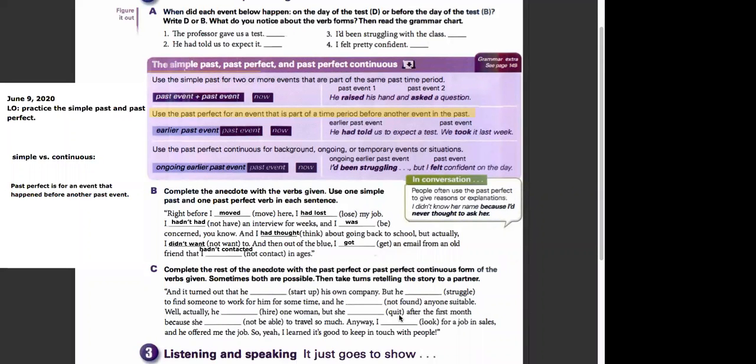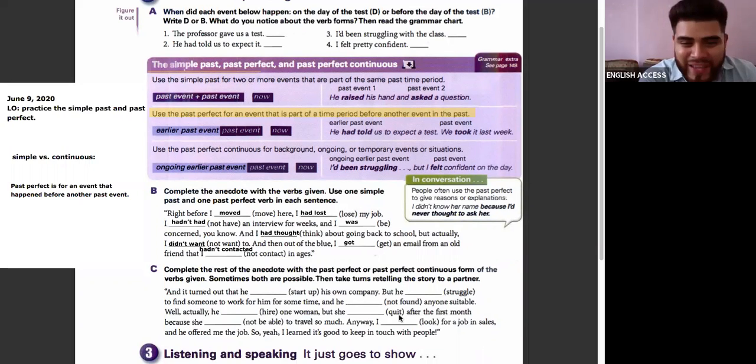Well, look, exercise C. Complete the rest of the anecdote with a past perfect or past perfect continuous form of the verbs given. Sometimes both are possible. Then take turns retelling the story to a partner. So remember, past perfect is an event that, boom, is finished. Past perfect continuous is that event that was in progress in the past. Sometimes both are possible. And it turned out that he had started up his own company. And in this one, we're only using the past perfect in the simple form or the continuous form, no simple past.